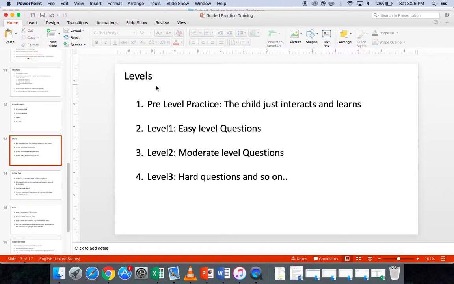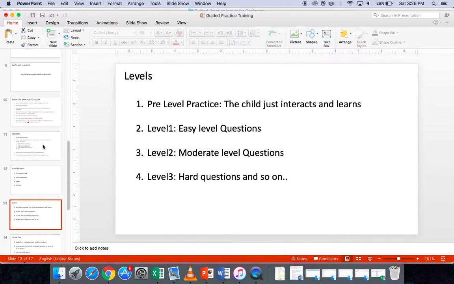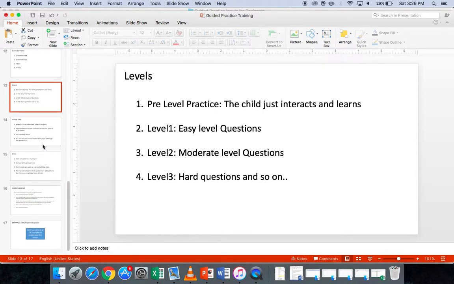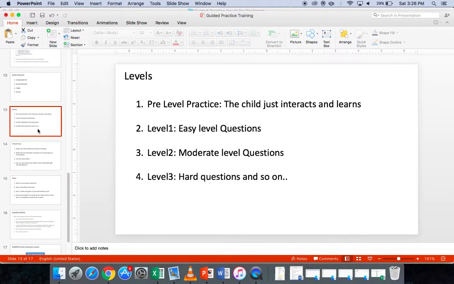So I think you are clear with the leveling structure, and in your games we are definitely wanting you to put levels so that there is fun and a good learning experience for the child.